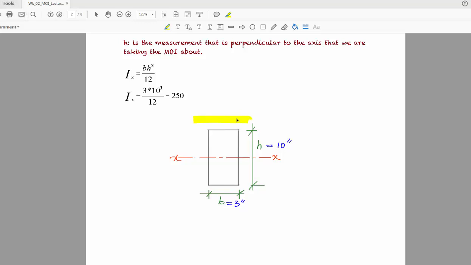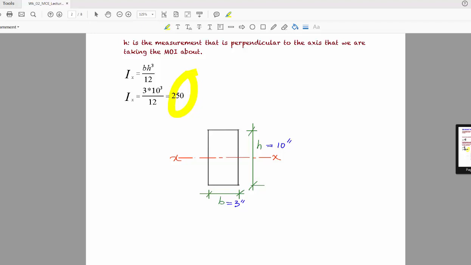B will be the measurement that is parallel to the axis that we are taking moment of inertia about. So b will be 3 in this case, and h will be the measurement which is perpendicular to the axis that we are taking the moment of inertia about, which is 10 in this case. So we get a value of 250. Of course, if the measurement is in inch, then this will be inch to the power of 4, because b is in inch, and h cubed, so multiply, you add the power, so it becomes inch to the power of 4.